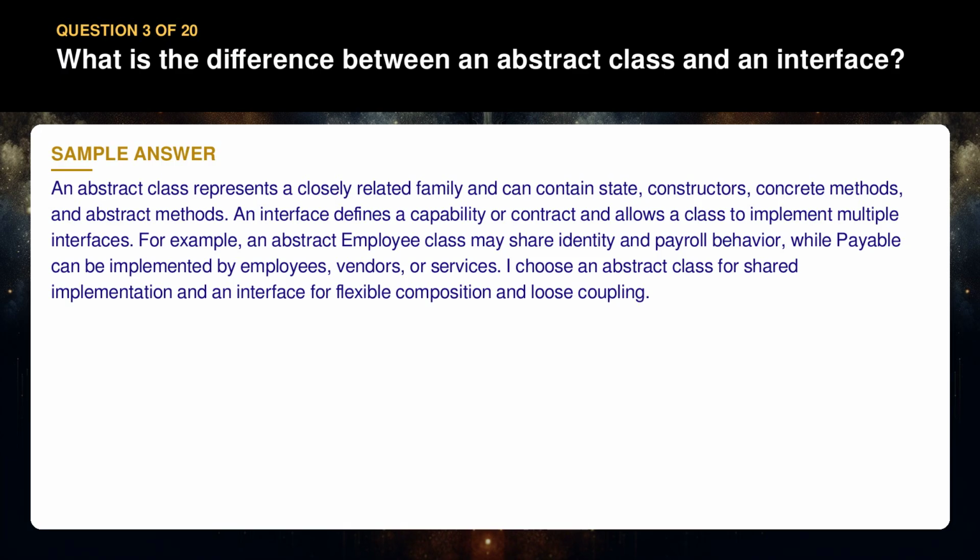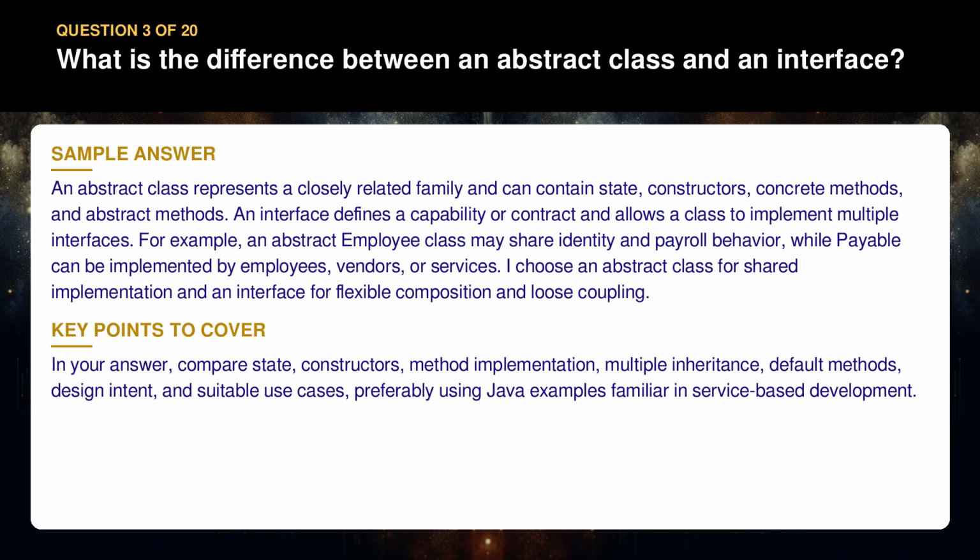For example, an abstract employee class may share identity and payroll behavior, while payable can be implemented by employees, vendors, or services. I choose an abstract class for shared implementation and an interface for flexible composition and loose coupling. In your answer, compare state, constructors, method implementation, multiple inheritance, default methods, design intent, and suitable use cases, preferably using Java examples familiar in service-based development.